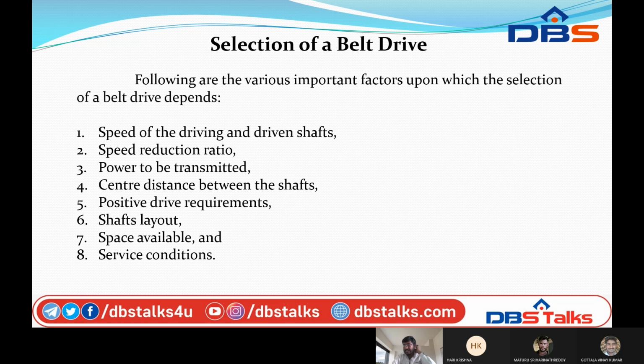Next we can discuss the selection of a belt drive. The following are the important factors on which the selection of the belt drive depends: speed of the driving and driven shafts, speed reduction ratio, power to be transmitted, center distance between the shafts, positive drive requirements, shaft layout, space available, and service conditions. So these are the factors for selecting the belt drive.